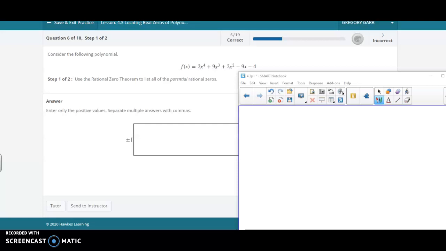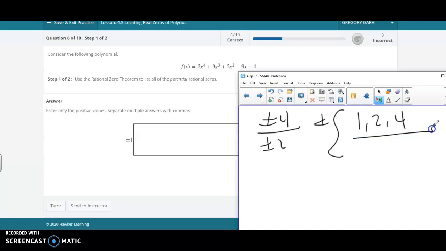Okay, this problem asks us to list all the potential rational zeros using the rational zero theorem. So it's going to be factors of 4 over factors of 2. That means it's going to be plus or minus 1, 2, and 4. Any fractions you can create using the factors of the last term, which is a0, over the factors of the first term, an.